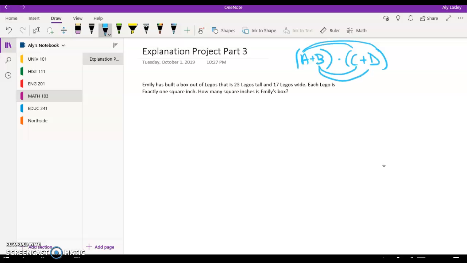So, our word problem today is: Emily has built a box out of Legos that is 23 Legos tall and 17 Legos wide. Each Lego is exactly 1 square inch. How many square inches is Emily's box?